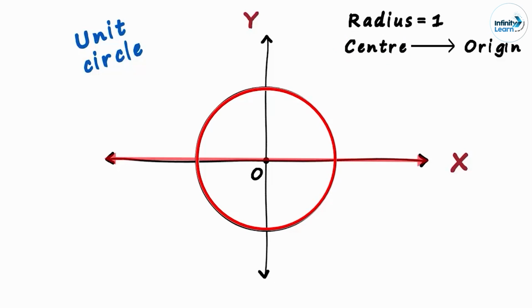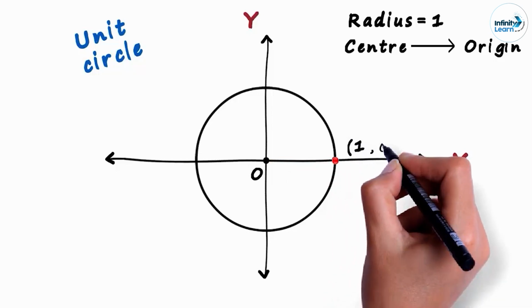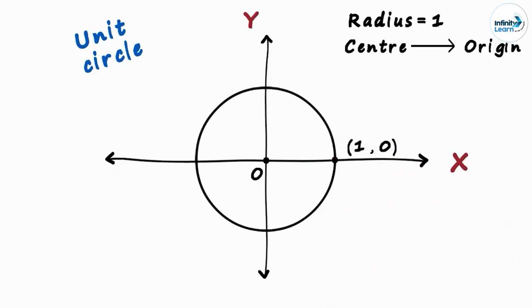Notice that the circle meets the x-axis at 2 points and the y-axis also at 2 points. Let's find the coordinates of those points. This point lies on the x-axis, which means its y-coordinate will be 0. As the radius of the circle is 1, its x-coordinate will be 1. The coordinates of this point will be (1, 0). What about the coordinates of this point? Simple, it will be (-1, 0), as it's on the negative side of the x-axis.